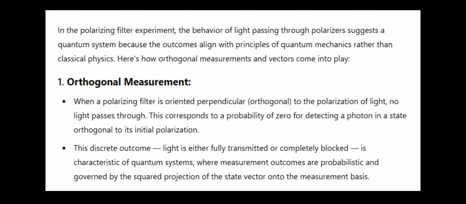1. Orthogonal measurement. When a polarizing filter is oriented perpendicular, orthogonal, to the polarization of light, no light passes through. This corresponds to a probability of 0 for detecting a photon in a state orthogonal to its initial polarization.